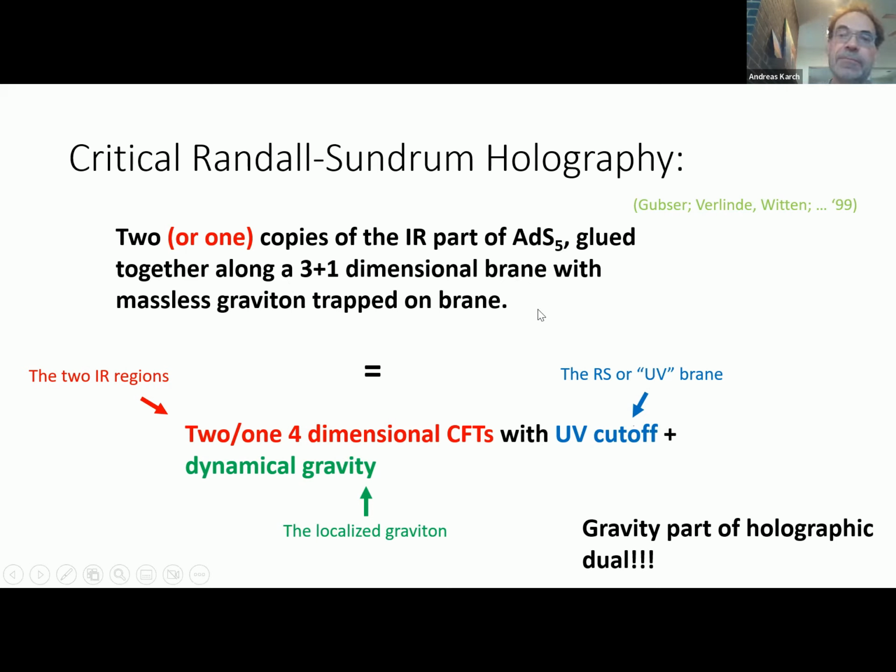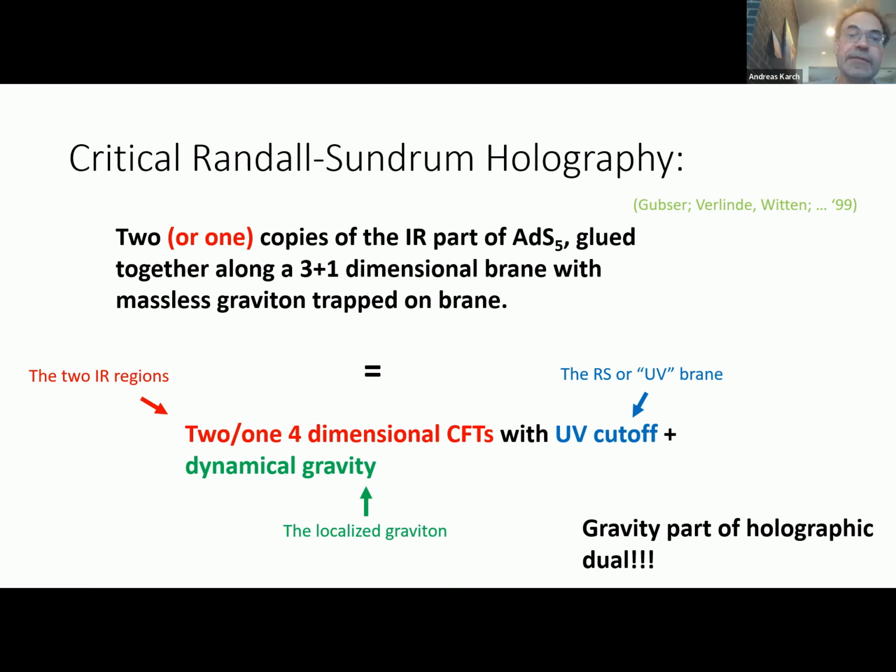So the idea that was put forward in the late 90s was that the correct dual description for one of these Randall-Sundrum setups requires adding back in this dynamical graviton by hand on the dual side. The correct holographic description for one of these Randall-Sundrum spacetimes would be a 4D CFT with a UV cutoff coupled to dynamical gravity. So gravity is on both sides. 5D gravity is dual to 4D gravity coupled to a CFT. The CFT is sort of dual to the fifth dimension, but both sides have dynamical 4D gravity.